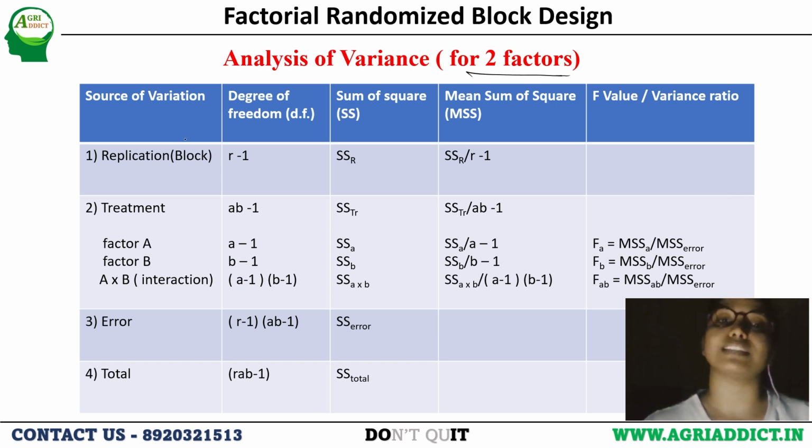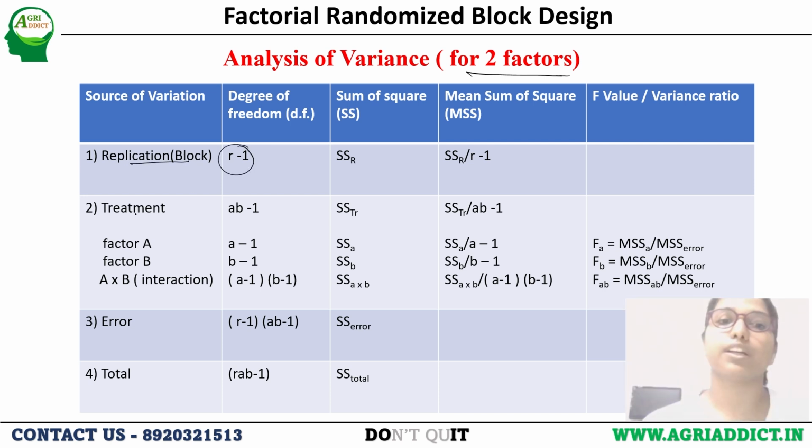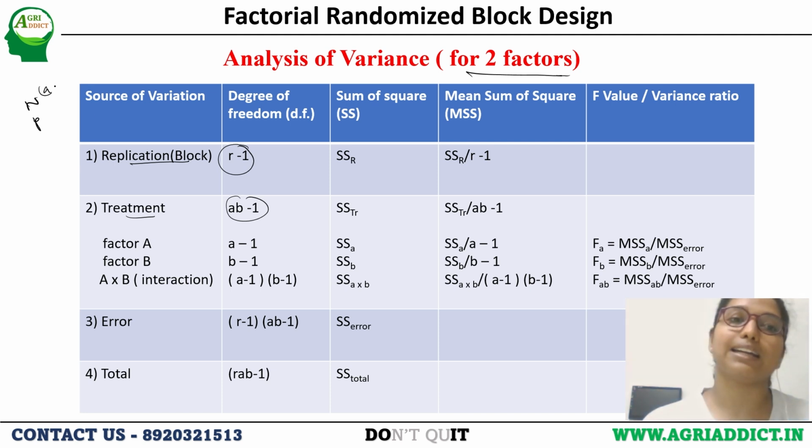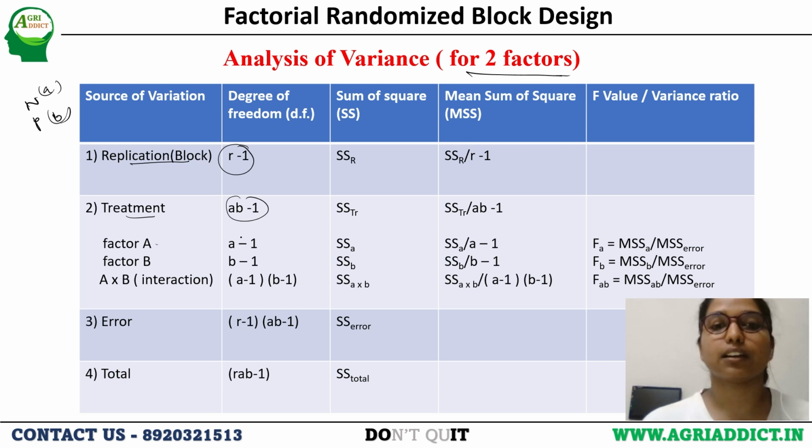It will be the same just like RBD. Replication, degree of freedom will be R minus 1. Treatment, A into B. Nitrogen and phosphorus are regarded as A into B. So for the first factor A, the degree of freedom will be A minus 1.